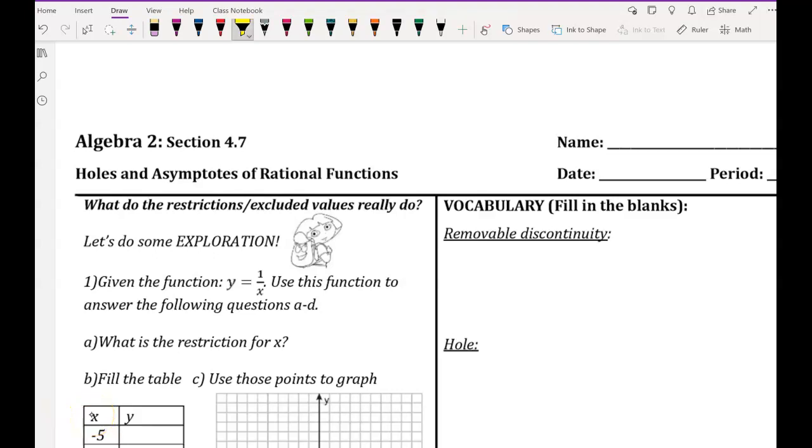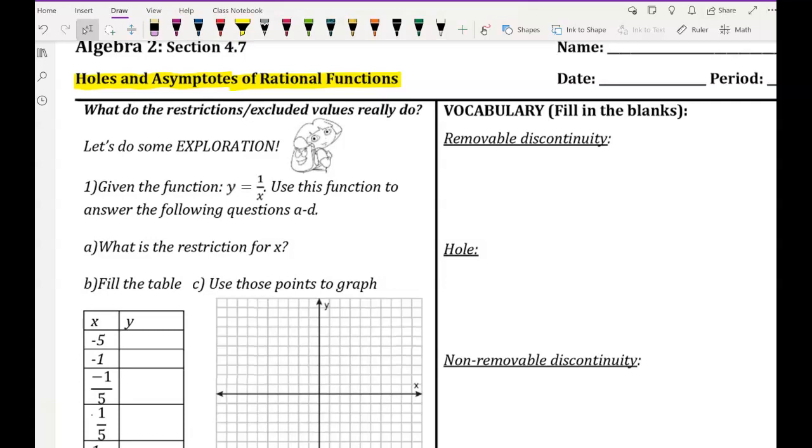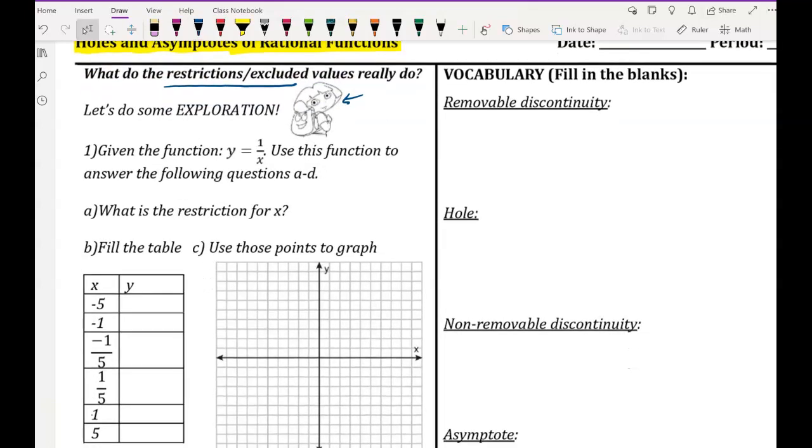Hey students, okay, so we are now on 4.7. For this lesson, we are going to be studying holes and asymptotes of our rational functions, okay? So let's do some digging. What do the restrictions, which we have been doing, aka excluded values, really do? Let's get Dora to do some exploration with us.